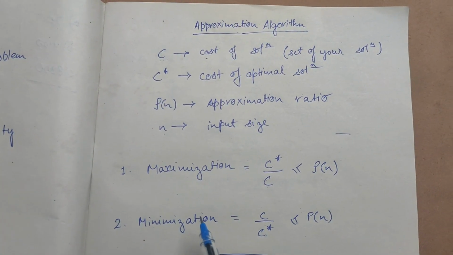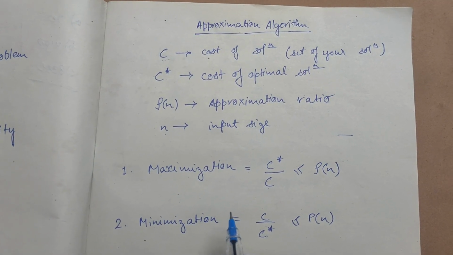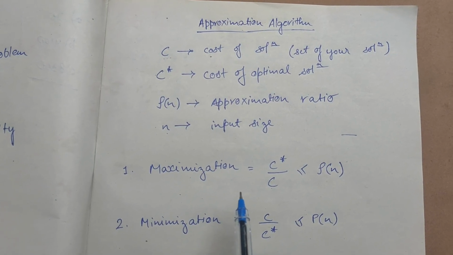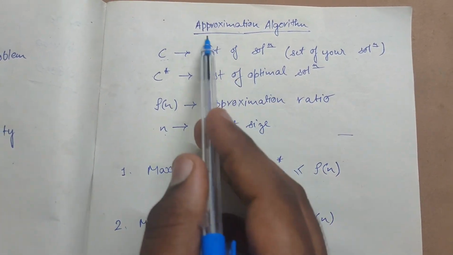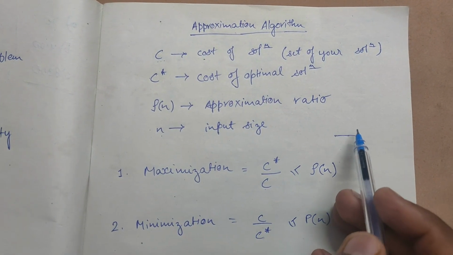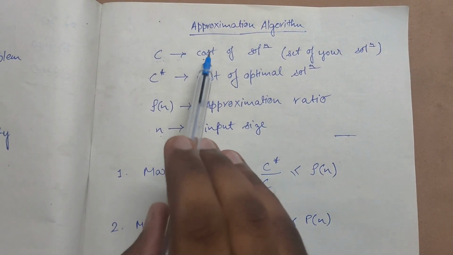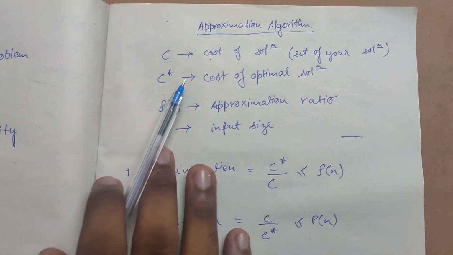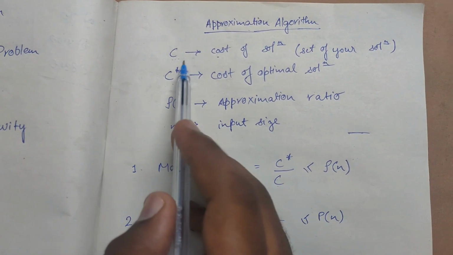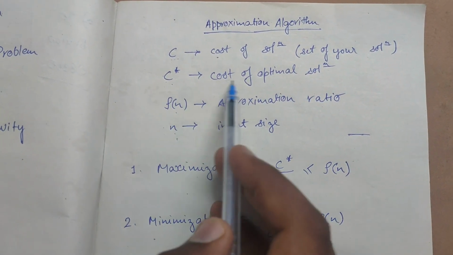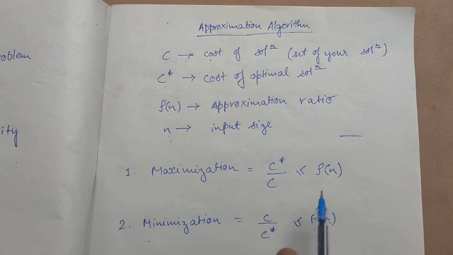Till now, in CO1 and CO2, what we studied is finding the solution for a given problem and optimizing that solution. So what's the difference between those methods and the approximation algorithm? The name itself says that it provides a solution which is near to the optimal solution, but not the optimal solution. For the approximation algorithm, we have certain things: C, C star, rho n and n. C is the cost of the solution, C star is the cost of the optimal solution, rho n is the approximation ratio, and n is the input size.